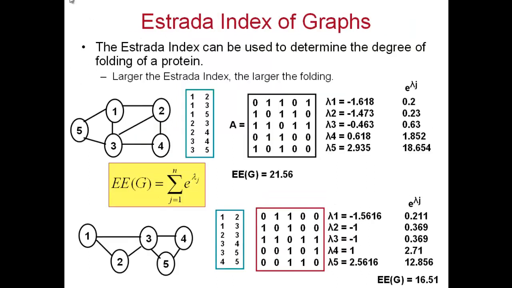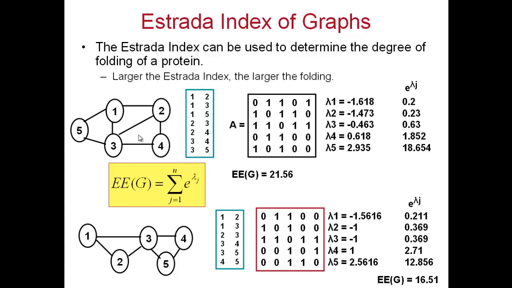And there was a well-known researcher, known for a lot of research in eigenvalues and spectral analysis, called Estrada. He did this work and came up with what is called the Estrada Index to quantify the extent of protein folding.